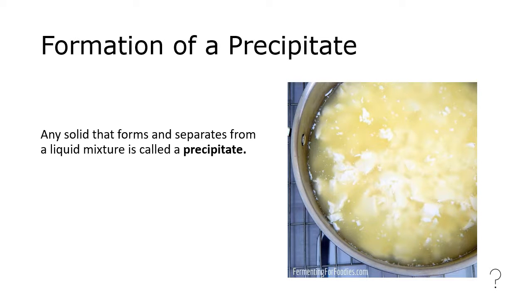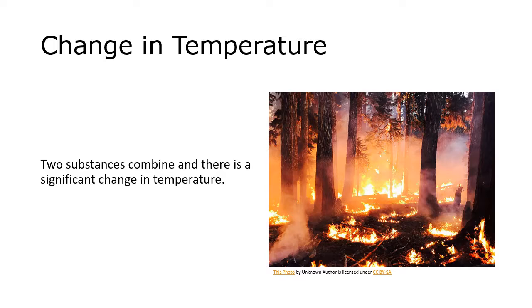If 2 substances combine, and there is a significant change in temperature, there was a chemical change. Fire is an example of a change in temperature. Once going, a fire releases large amounts of heat. This heat comes from the reaction of the hydrocarbons in the wood with oxygen in the air, forming water and carbon dioxide.